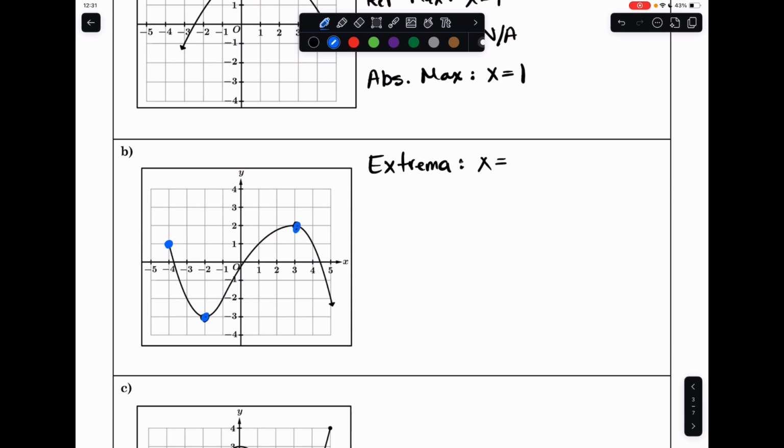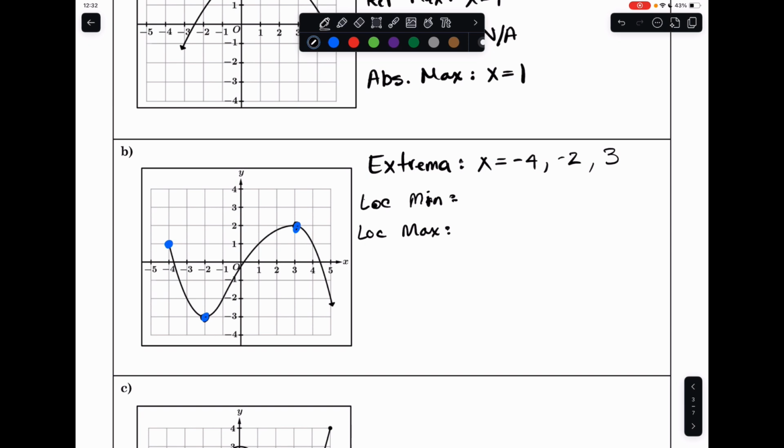So these blue spots there. And the x values of those three blue points are x equals -4. We have an extrema at x equals -2. And we also have an extrema at x equals +3. So at those three places, the rate of change equals 0. Now, can those extrema be classified as a local minimum or a local max?